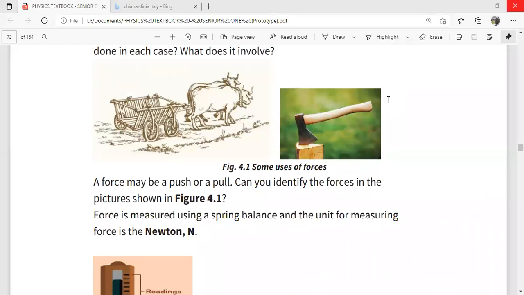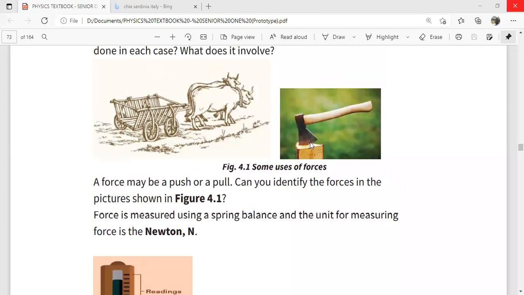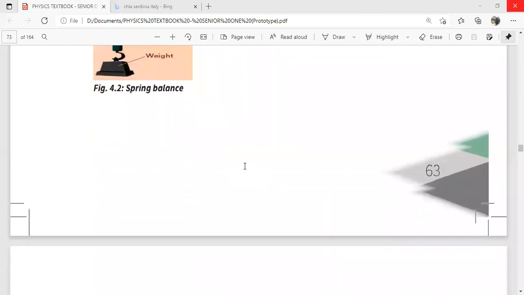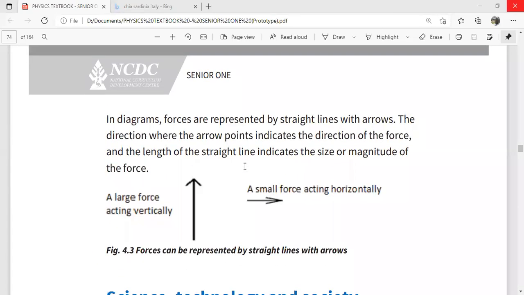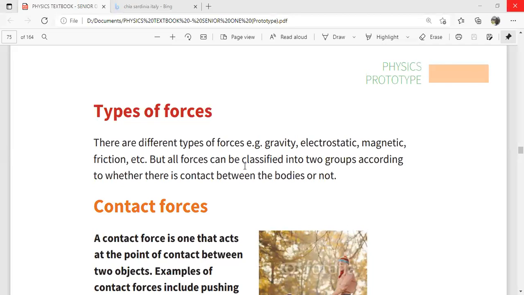Is that okay? So they've given us a simple definition there. A force may be a push or a pull. Can you identify the forces in the pictures shown there? I think we have identified there's a pulling force, there is a push there. A force is measured. Okay, now let me see whether we have a proper definition of a force here. Types of forces, contact forces.